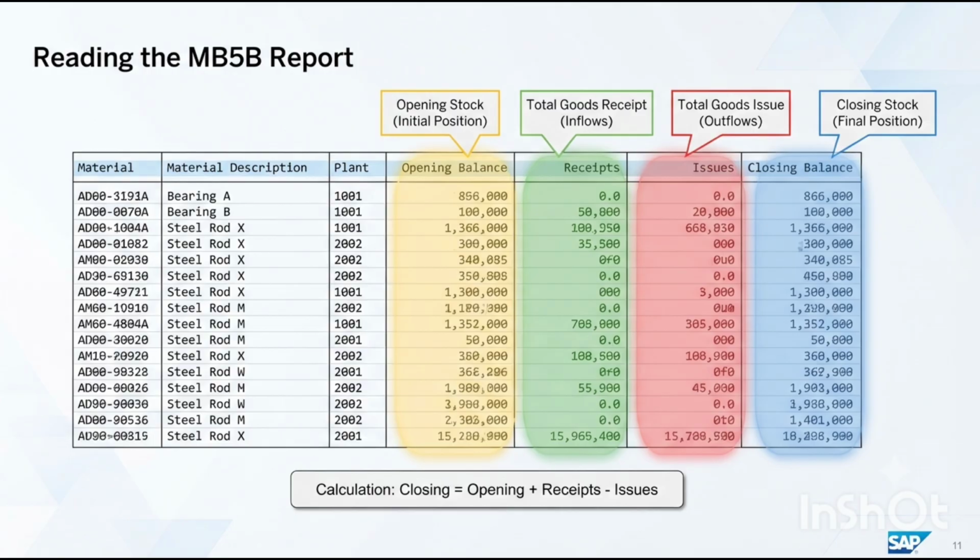You can expand each line to see individual movement types like 101 for goods receipt, 261 for consumption or 601 for goods issuance. The beauty of this report is its transparency. It clearly shows how every transaction affected your stock during the selected period. Take time to review the totals at the bottom for quick summary. This detailed view helps in deep analysis and reconciliations.